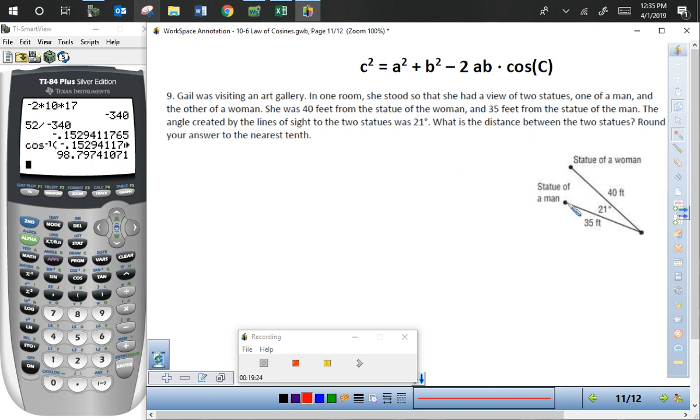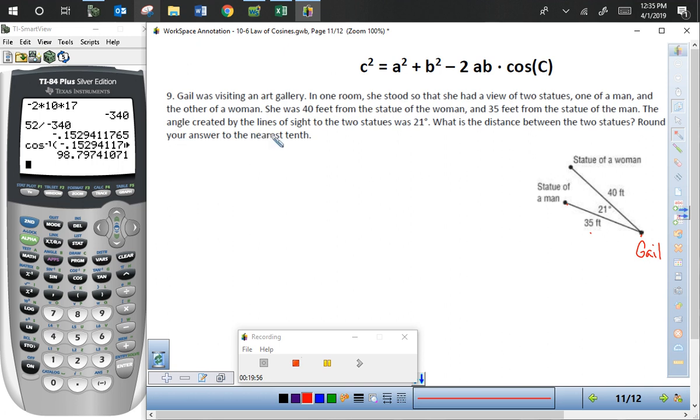You'll notice there are 3 separate points: the statue of the woman, the statue of the man, and the third one then has to stand for Gail, as she was the one looking at these statues. Okay, so then it says she was 40 feet from the statue of the woman. From Gail to the woman is 40, and that's already in the picture here. Then it says she was 35 feet from the statue of the man. So from Gail to the man, it was 35. Again, they put that in the picture for you.